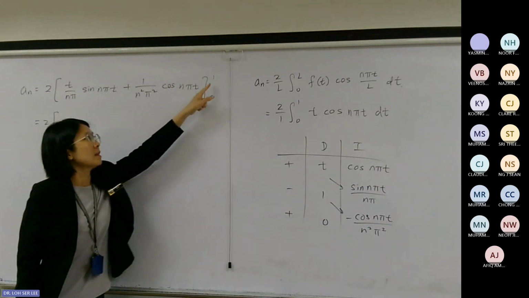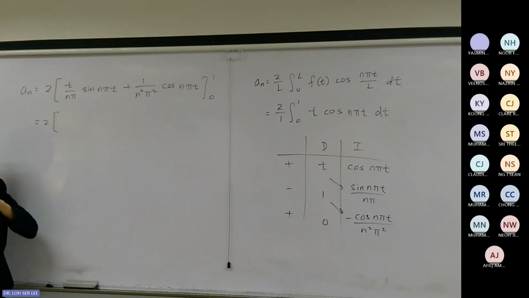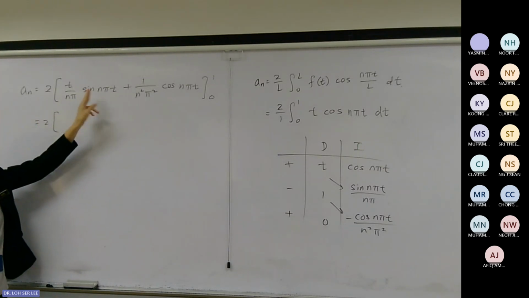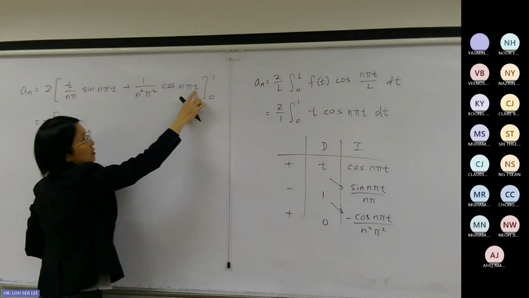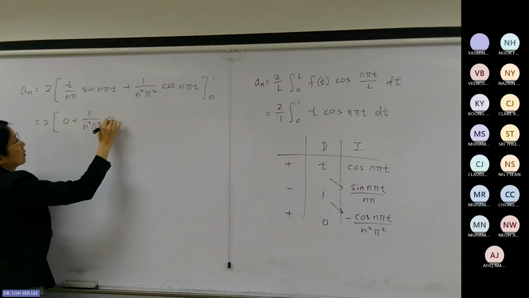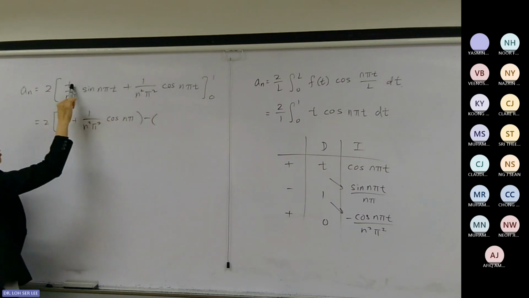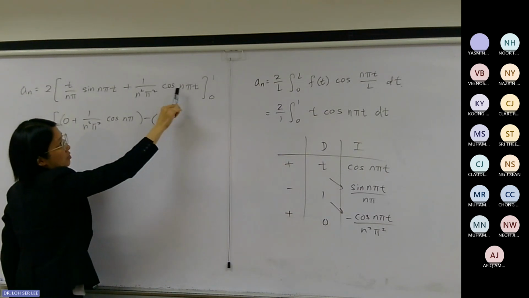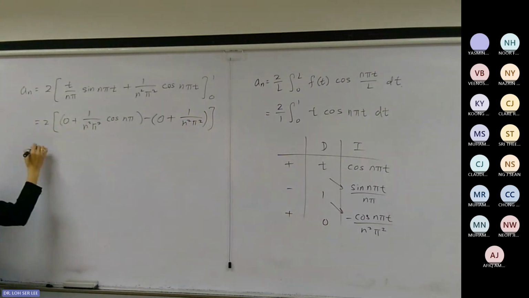Okay, now substitute 1 into this t, we have sine n pi t. What is sine n pi t? When t is 1, sine n pi is 0. Plus 1 into this t, cos n pi. Okay, cos n pi is not 0. Minus 0 into this t, and also this t, 0. Then 0 into this t, cos 0 is 1.